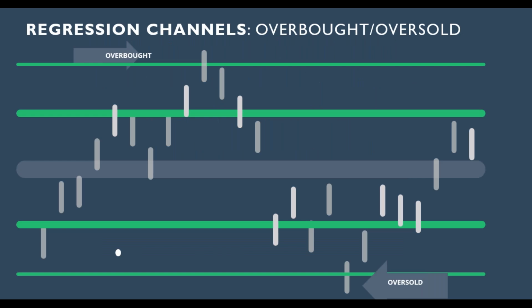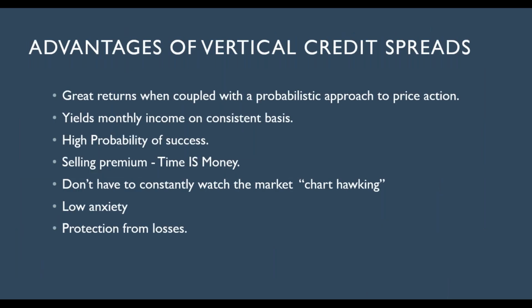Then, of course, we have the regression channel, where 95% of all prices will be contained within the +2 and the -2 standard deviation around the regression line. These 3 tools are going to really help you decide, excuse me, when's a good time to get into a trade. Of course, we've got a number of advantages when we use vertical credit spreads.